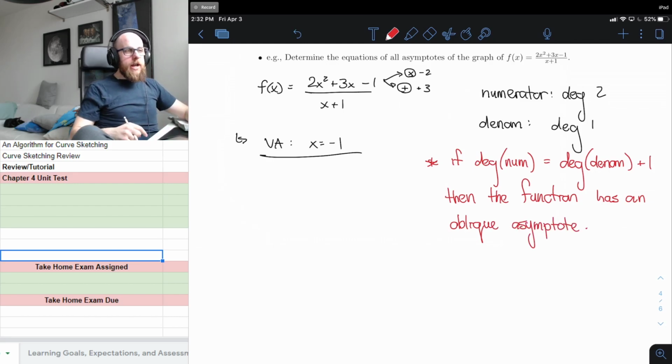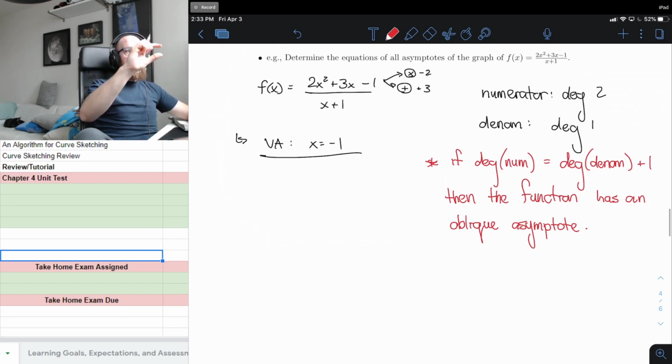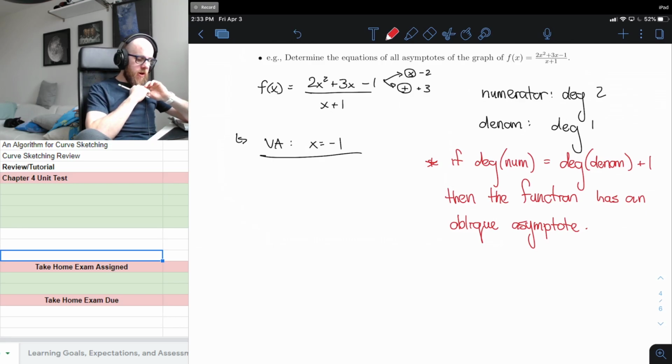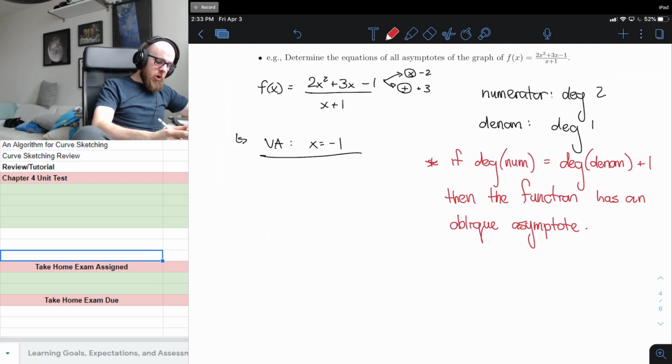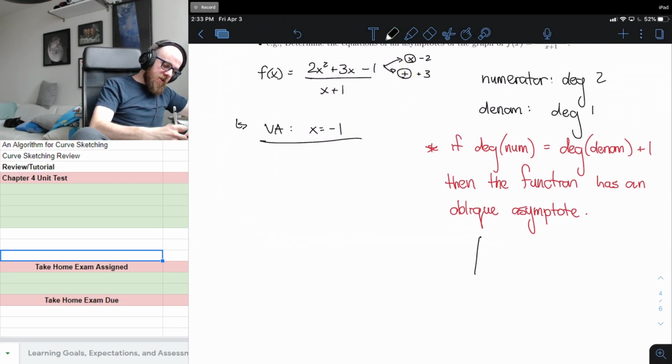Okay. Now, to find the equation of the oblique asymptote, what we do is we take our numerator and we divide it by the denominator. Okay, so for that we have to use long division. So I'm sure you guys have been long dividing polynomials basically every day since you've learned it. So I'm sure this will be fine. But in case you haven't, let's practice this.